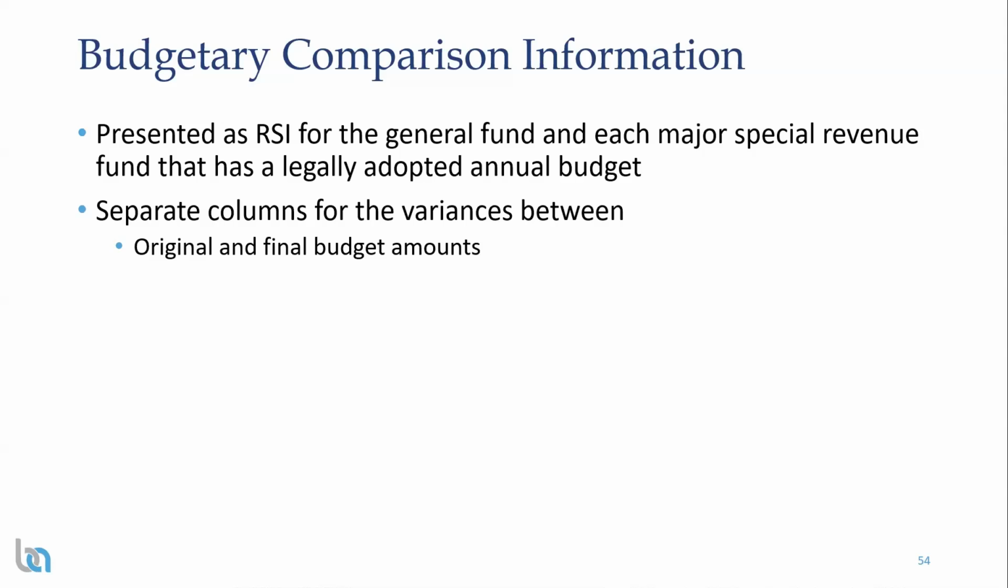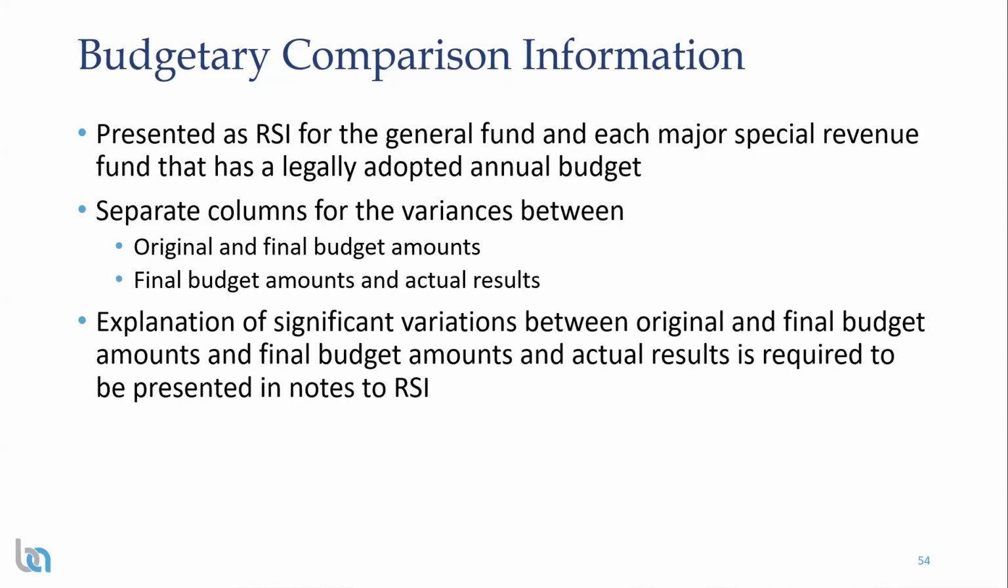So this will force organizations to explain why we have variation between the original budget and final budgets. Currently you only explain the variance between the final budget and the actual numbers. How you got from the original to the final budget is not discussed. So now it's going to be discussed. Explanation of significant variances between original and final budget amounts is now required to be in the RSI.